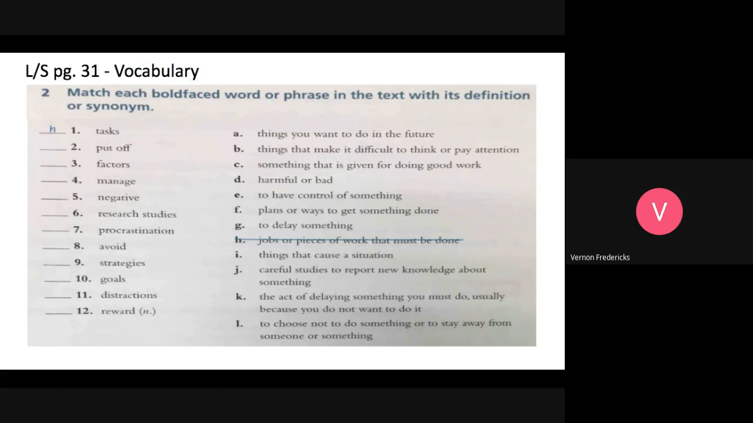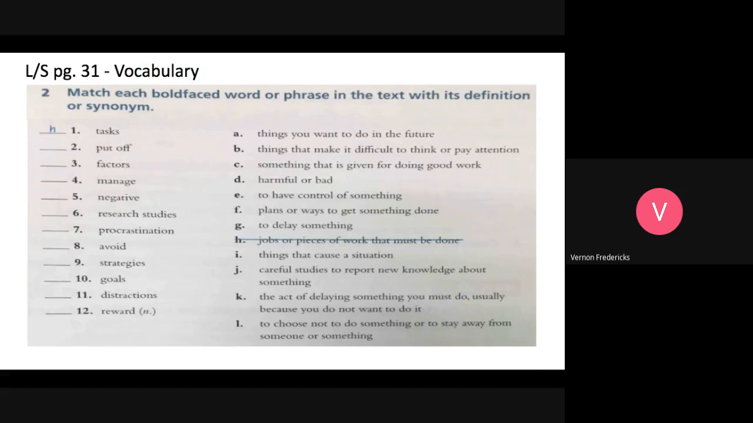Okay, the correct answer is J. Careful studies to report new knowledge about something. Okay, number 7. What do you have for number 7, students? Number 7 is procrastination. Procrastination matches with K. The act of delaying something you must do, usually because you do not want to do it. Number K, number 7, K.